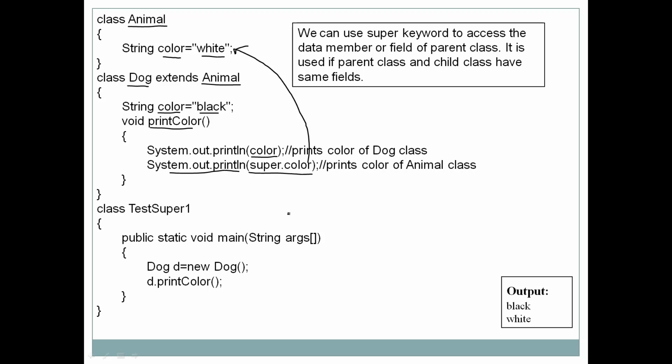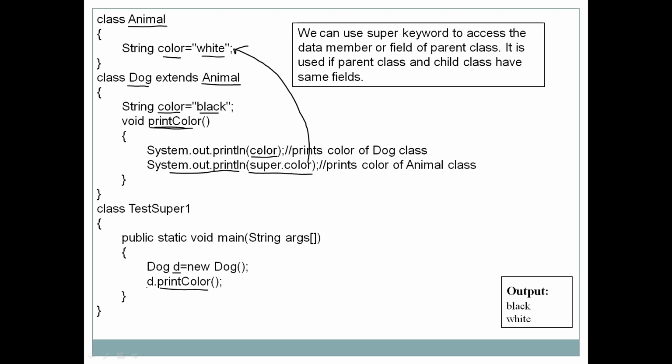So the super keyword is used to access the instance variables of the super class. We have one more class here. This is our main class, where we have the main method, and here we have created an object of class Dog, and by using that object we are calling the method printColor. That is, this method printColor is called.